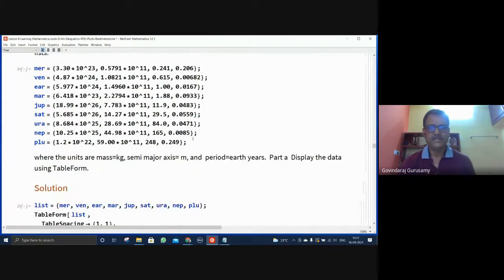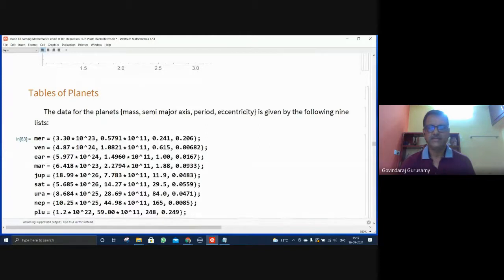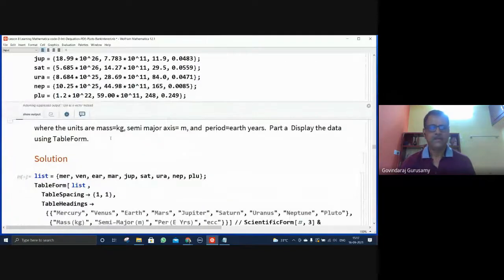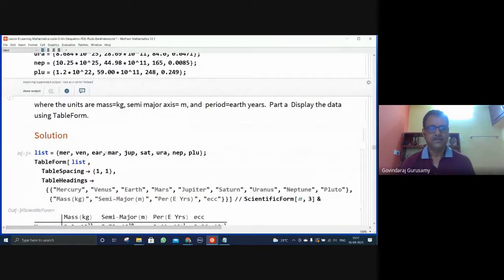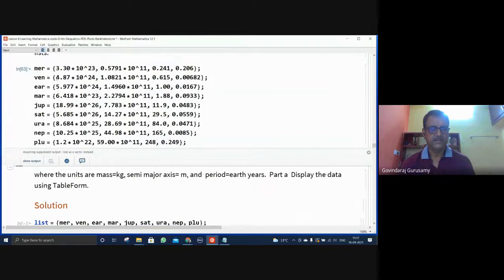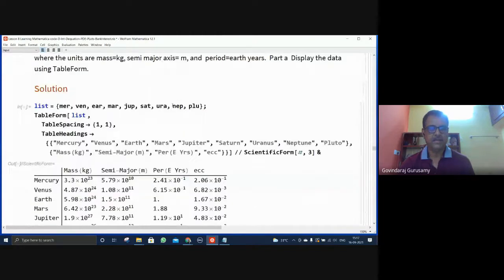So you enter this list, which will be available for you in the form of a matrix with these quantities: mass, semi-major axis, period, and eccentricity. And they have defined what is what. So what is this list? This is the planets. 1, 2, 3, 4, 5, 6, 7, 8, 9 planets listed. Now here is the table form list. This we have defined here. Each one has been already assigned. That we are making as a list, and that list contains these values that are available.